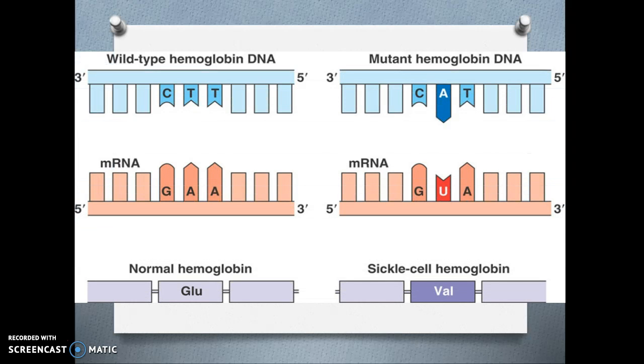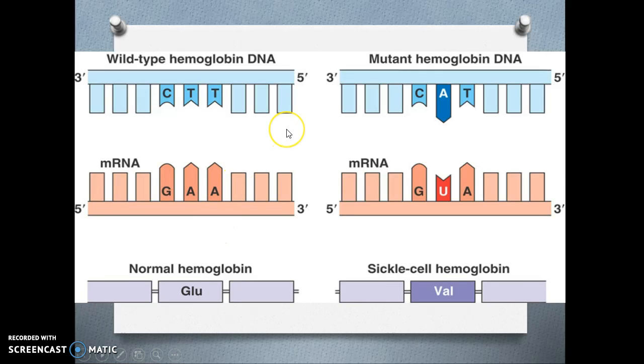Here's a good example. So let's look over here. So we have the DNA CTT. If we look at the mRNA it's supposed to make, it's supposed to go C to G, T to A, T to A. GAA will then give us the amino acid glutamine. This will give us the normal hemoglobin, the protein on your red blood cell that sticks to oxygen.